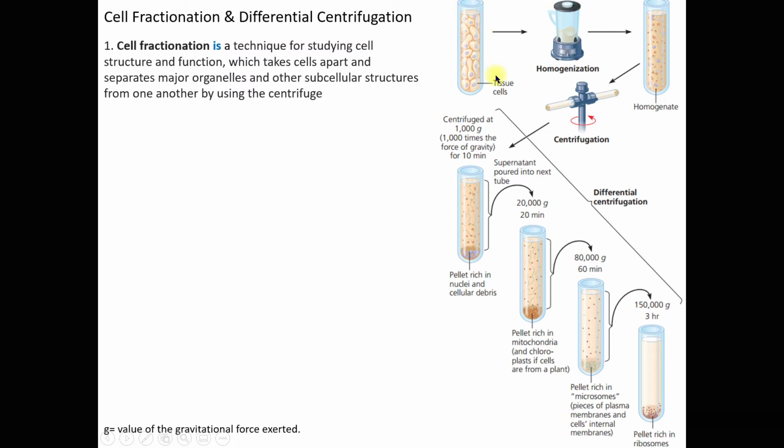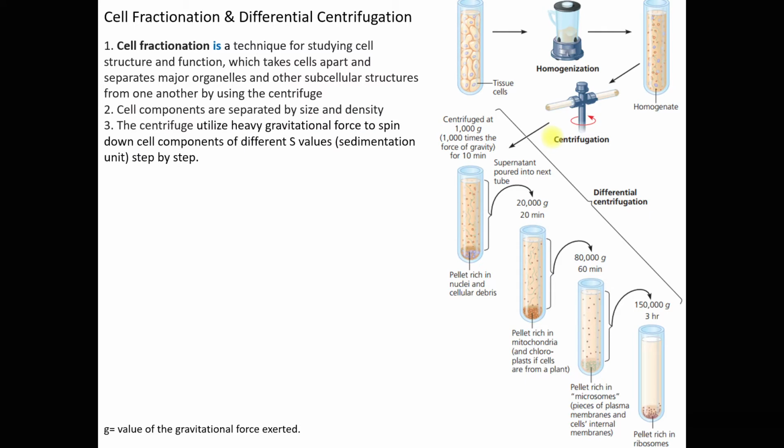Cell fractionation is a technique for studying cell structure and function, which takes cells apart and separates major organelles like mitochondria, the nucleus, ribosomes, and other subcellular structures from one another by using a centrifuge. A centrifuge is a machine where we insert the centrifuge tube, and the machine spins the tube and separates our cell components. Cell components are separated by size and density.